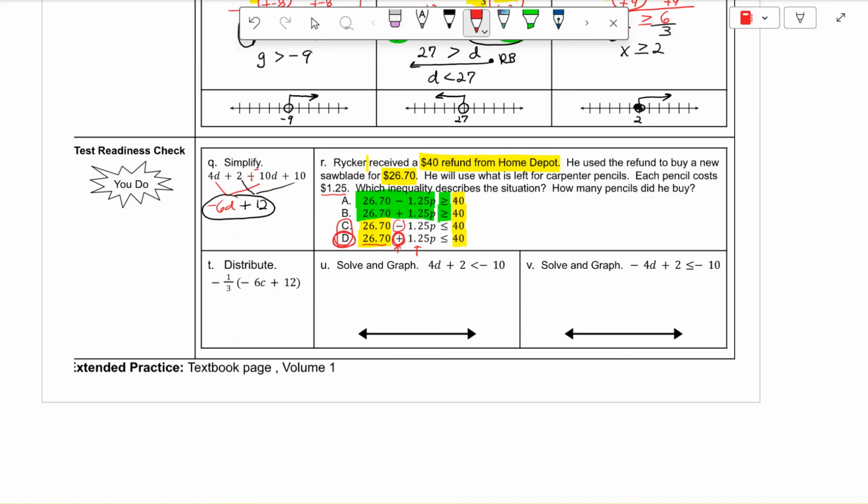Then it says, which inequality describes the situation? We did that. It's D. How many pencils did he buy? So you got to use this one. Hopefully you use the right one. And you set it all up.